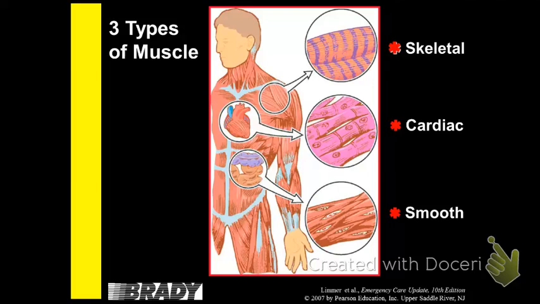All right, so when we look at the organ system, first thing we have to do is identify the types of muscles. We have skeletal muscle, cardiac, and smooth. Skeletal muscles that you will see is also called voluntary muscle. These are the muscles that we have control over.